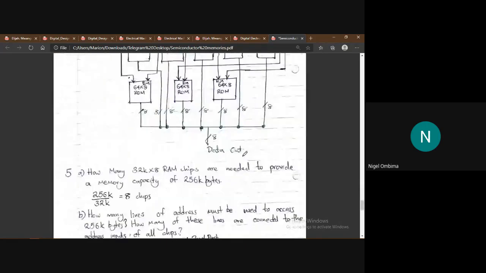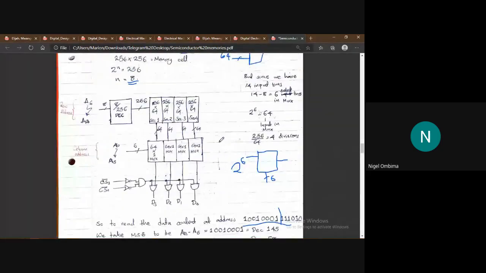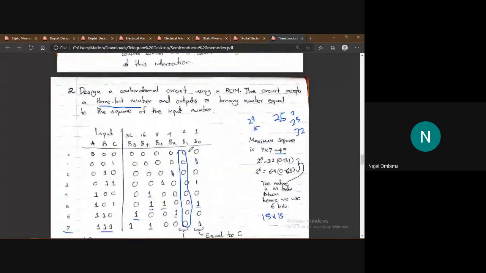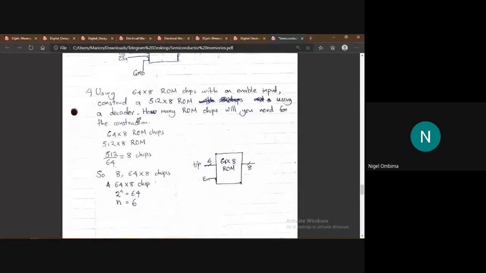This one is similar to what I did here, upper, but there is just a simple twist because they tell you to, okay, let me just take you guys through the question. Sitaifanya, lakini mnaweza ifanya on your own. So using a 64 by 8 ROM chip with an enable input, construct a 512 by 8 ROM using a decoder. How many ROM chips will you need?